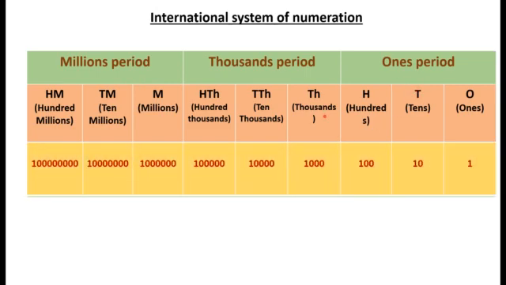Now if you talk about the place value of these places, the ones place has the place value 1, the tens place has the place value 10, the hundreds place has the place value 100. Coming to the thousands period, the thousands place has the place value 1000, the 10,000s place has the place value 10,000, the 100,000s place has the place value 100,000. And coming to the millions period, the millions place has the place value 1 million, the 10 millions place has the place value 10 million and the 100 millions place has the place value 100 million.